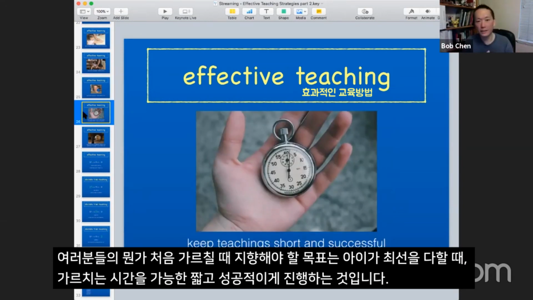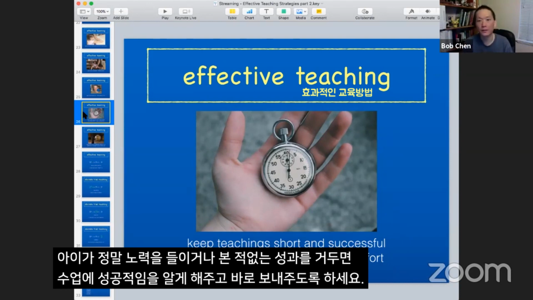When you first start teaching something, what you're always striving to do is keep your teachings as short and as successful as possible when the child is trying their best, when they're giving you the most effort or succeeding in ways that they hadn't succeeded before. You want to just make sure, I'm going to get you successful, and then I'm going to get you out of the teaching situation.